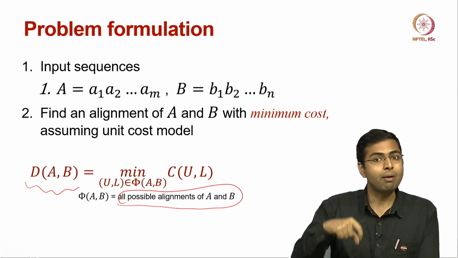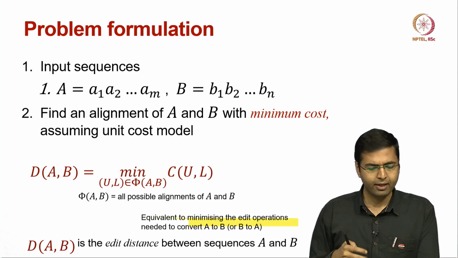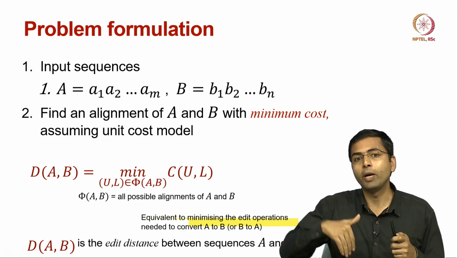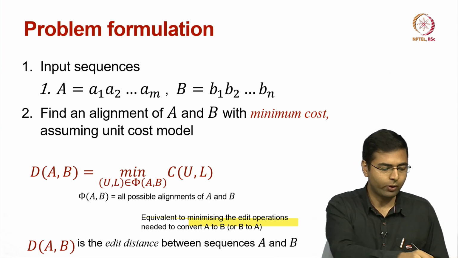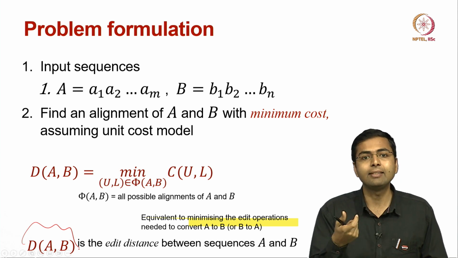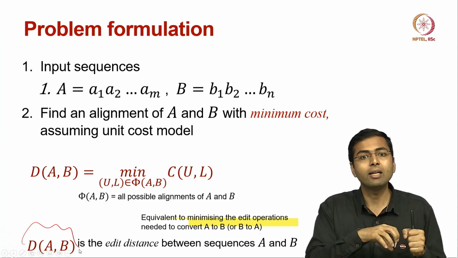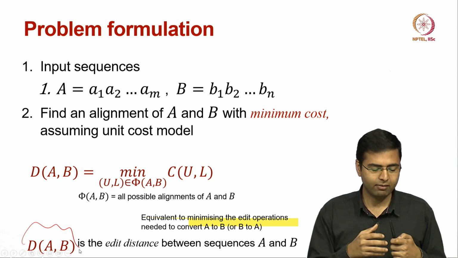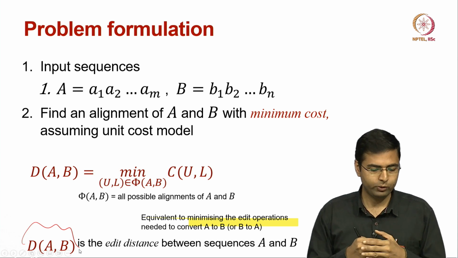The alignment that achieves the minimum cost, I am going to denote the cost of that alignment as capital D(A, B), and this is again equivalent to minimizing the number of edits needed to convert A to B or B to A. Because of the symmetry, I can say it either way, and therefore this quantity capital D(A, B) can also be referred to as the edit distance between sequences A and B, that is, the minimum number of edit operations needed to convert A to B. I hope the problem statement is clear now: we are seeking an alignment that requires the minimum number of edit operations to convert sequence A to sequence B.